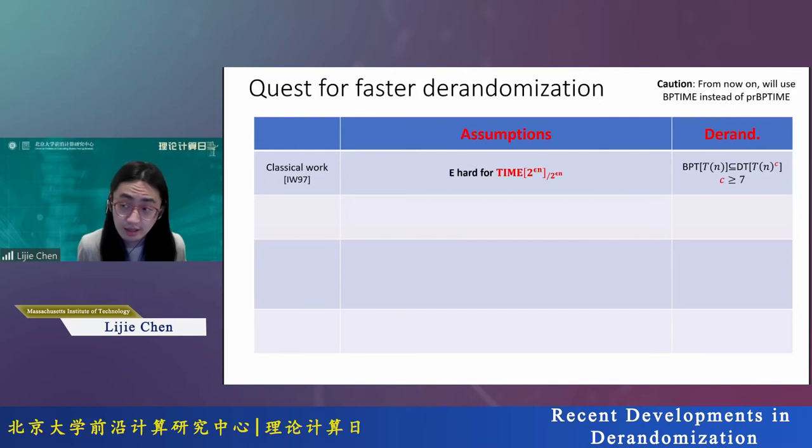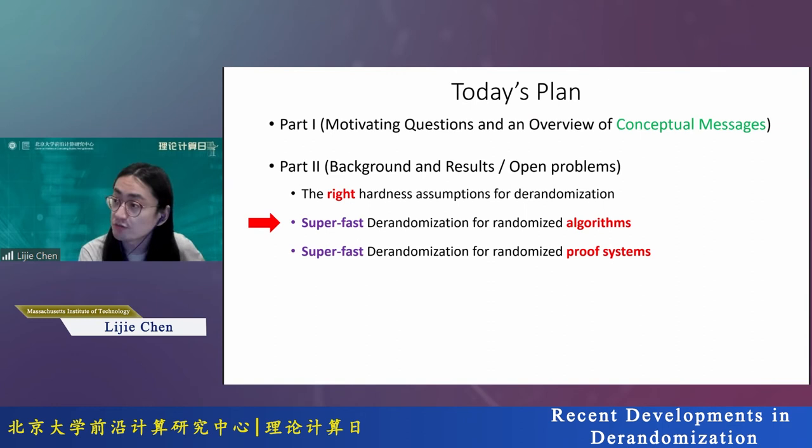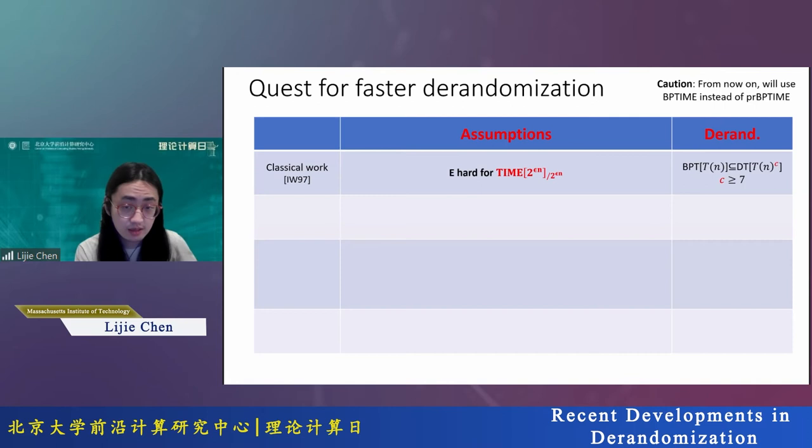Okay, now let's move to something else: super fast derandomization for randomized algorithms. The classical line of work shows that if you assume strong circuit lower bounds, you can get derandomization with polynomial overhead. Such polynomial overhead derandomization already implies P equals BPP, which is great, but the exponent in the polynomial is not very small, so it's not very practical. A quick calculation shows that the IW97 proof probably gives you at least 7, probably 8, but at least 7, so it's not very practical.